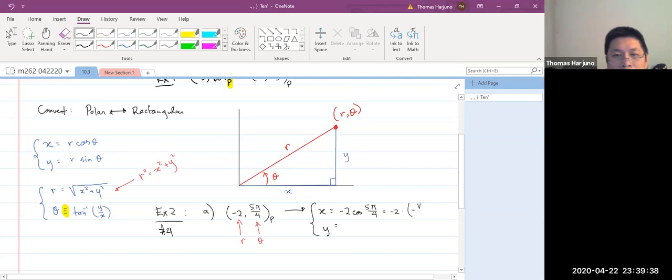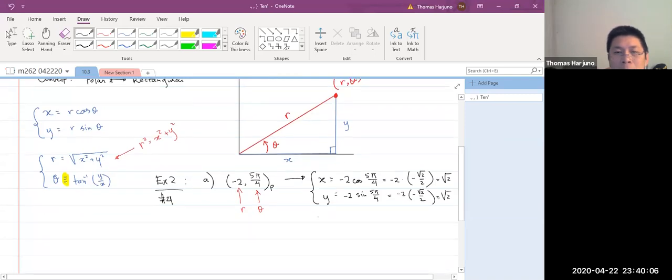That's negative radical 2 over 2. That's positive radical 2. And the y will be negative 2 sine 5 pi over 4. That's the same thing, huh? So x comma y is equal to radical 2, radical 2.